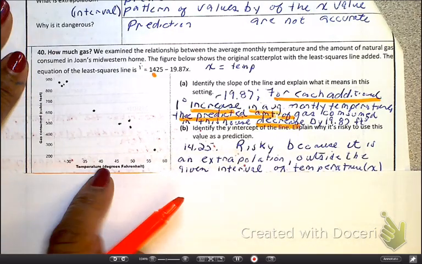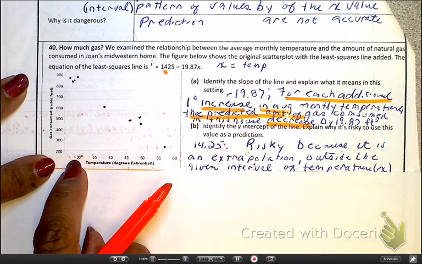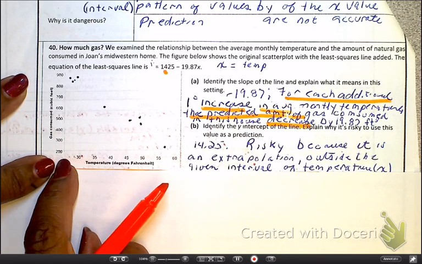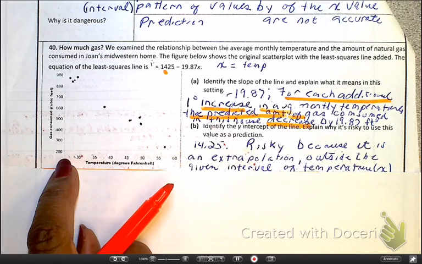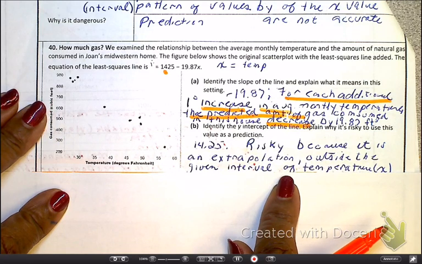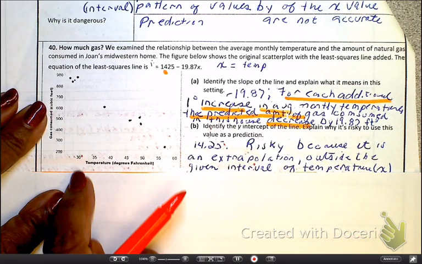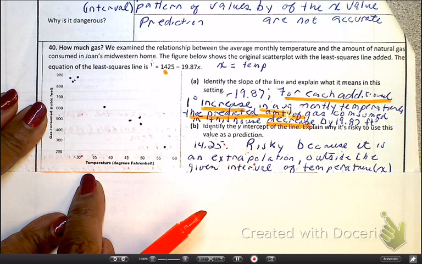Zero here, they don't have any data that's below, I would say, below 20. Consider that's 30, that's 35, maybe below 25. So remember how I mentioned the idea of extrapolation being outside the given intervals, and I want to be a little bit more specific in terms of math. Let's say it's outside the given domain.